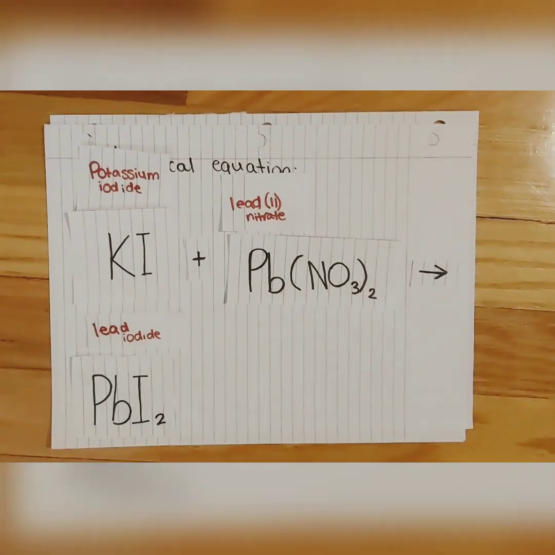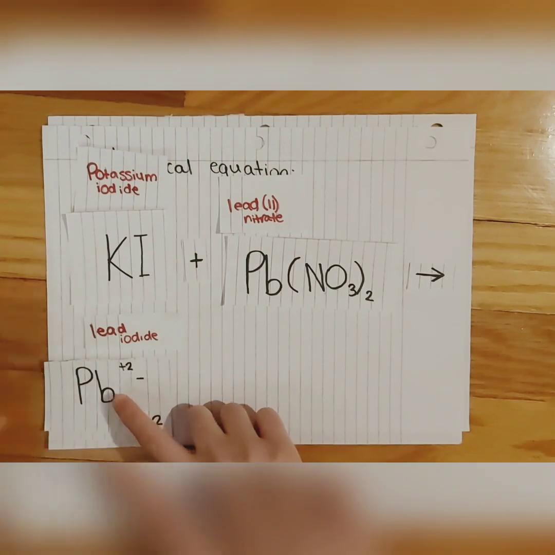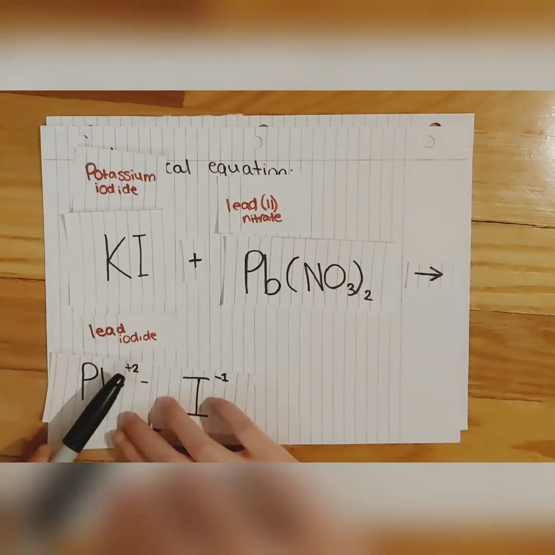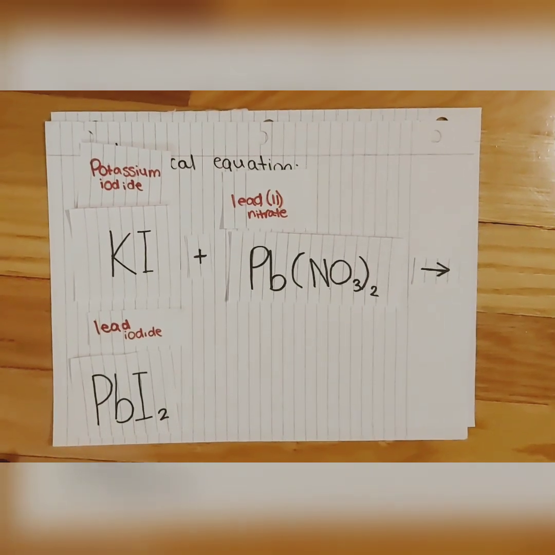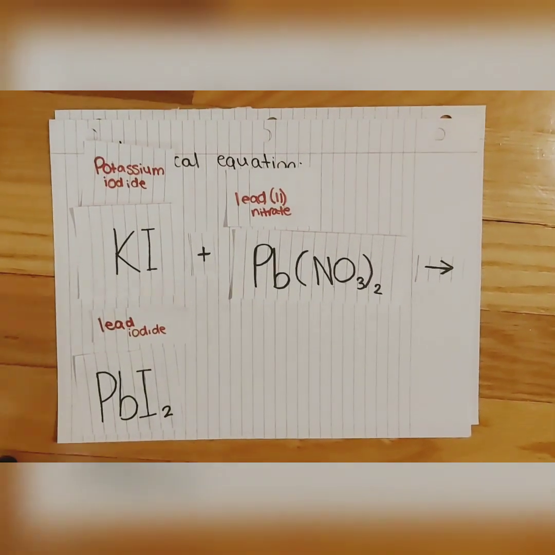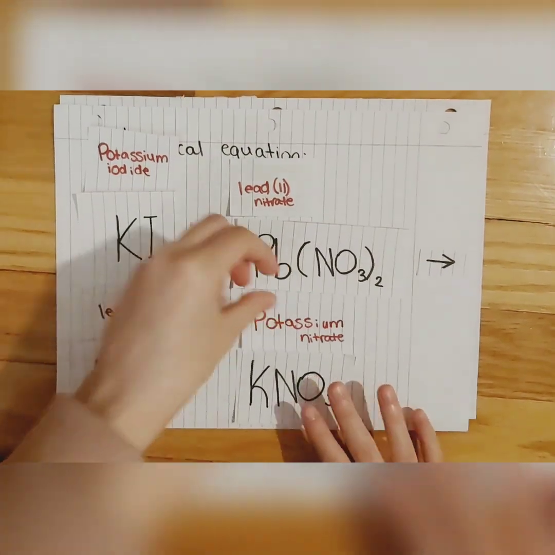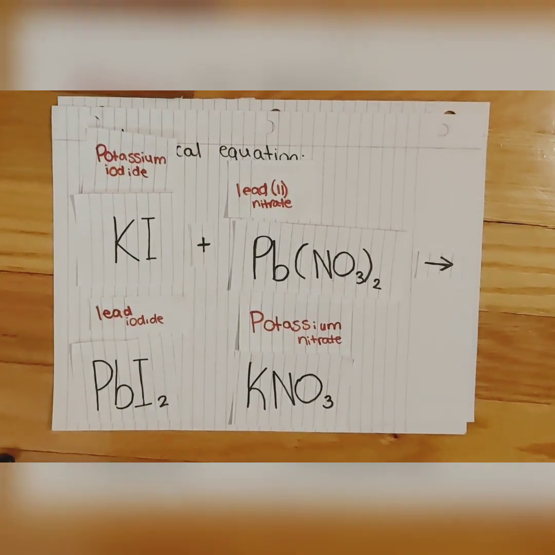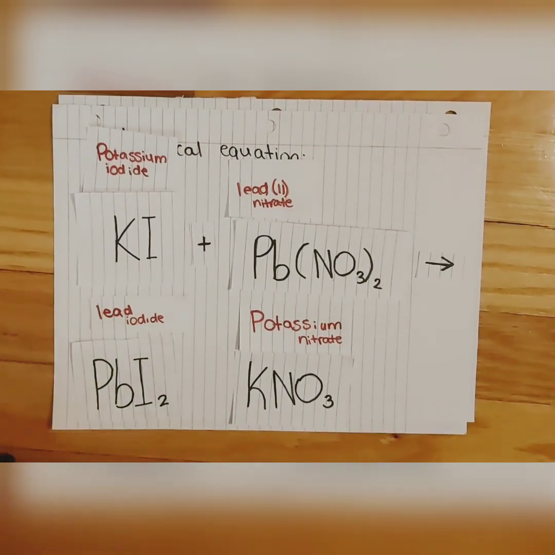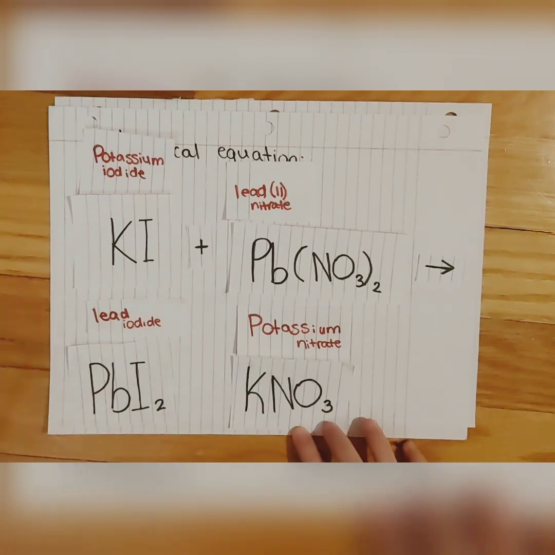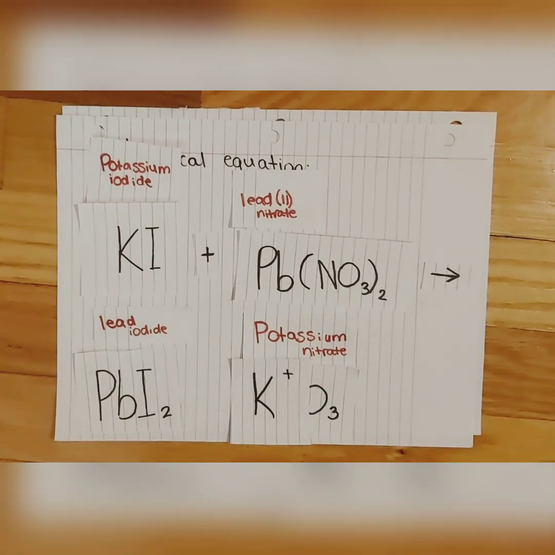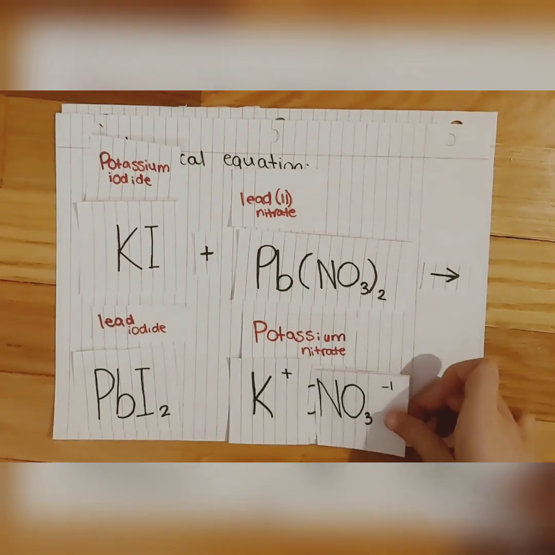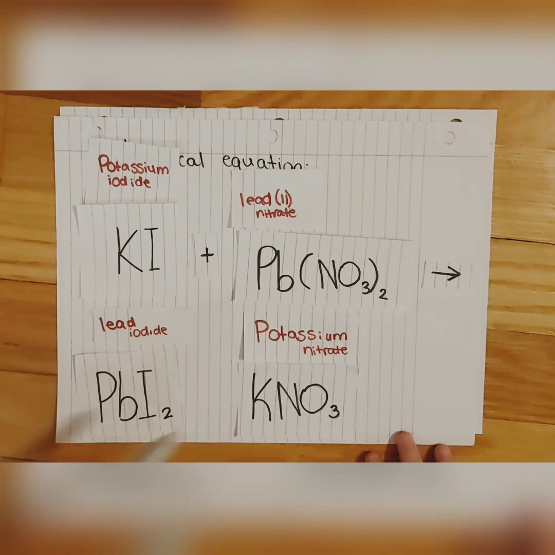On the product side, we have lead 2 iodide, which is PbI2. To get that, we do Pb+2 with I-1 and crisscross, which gives us this. To get KNO3, or potassium nitrate, since we have K+ and NO3-1, which have the same charge, which is 1, they both have no subscript.